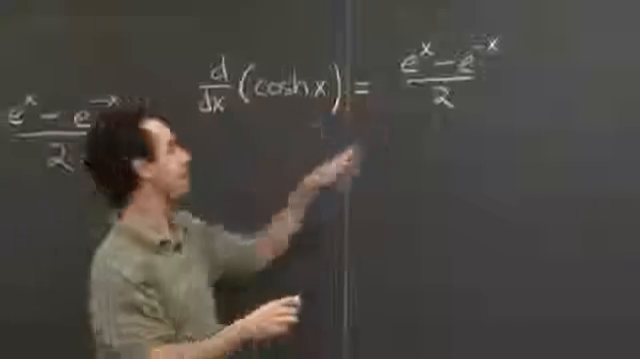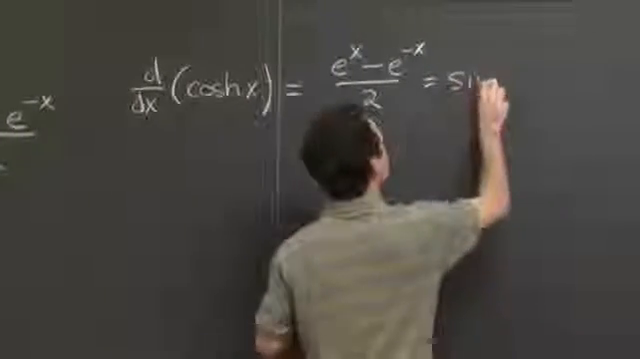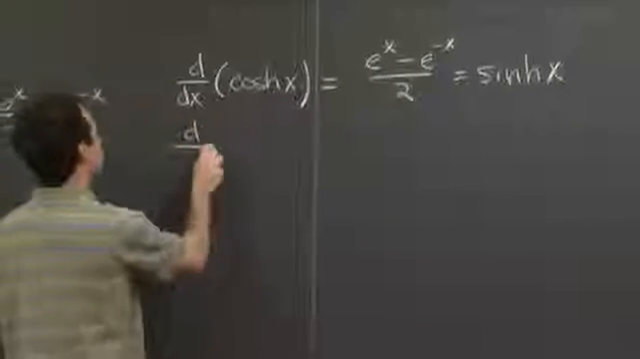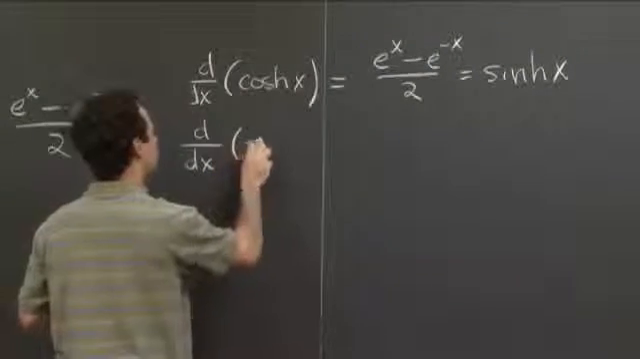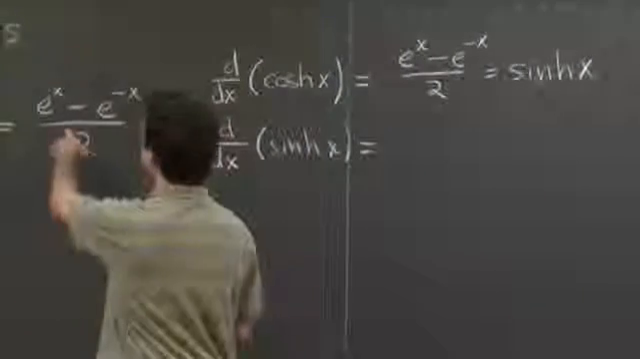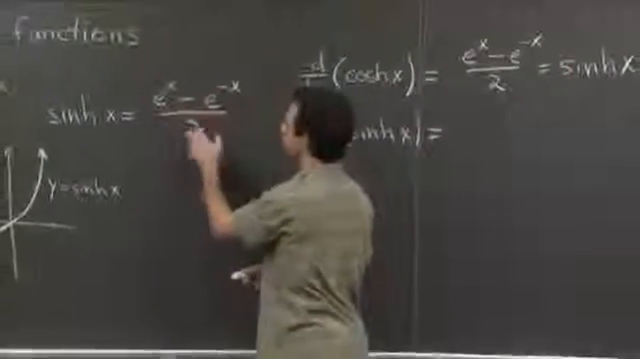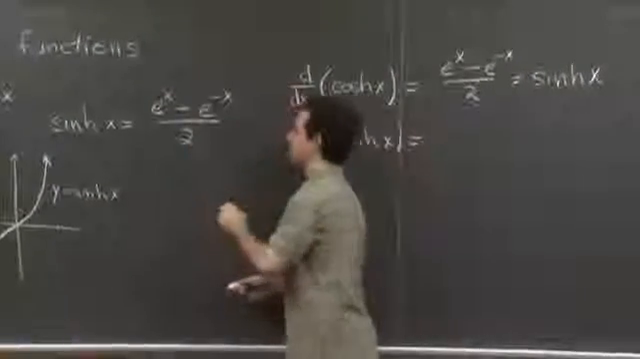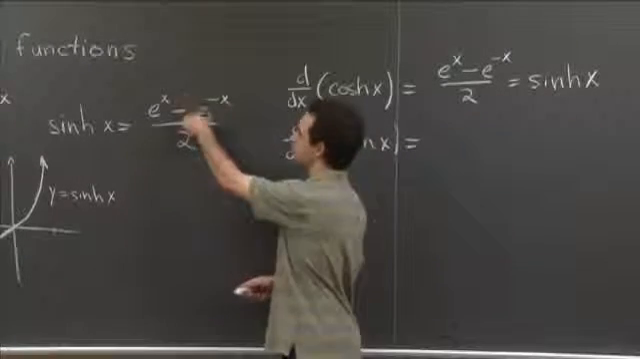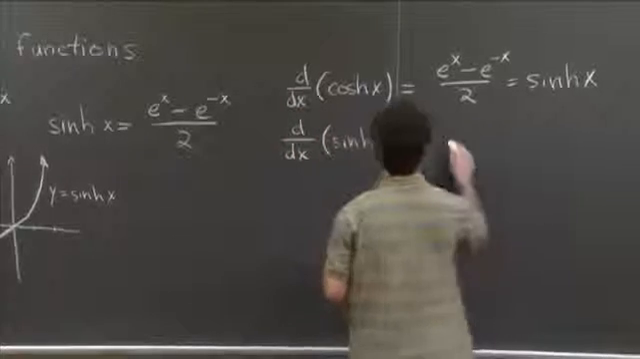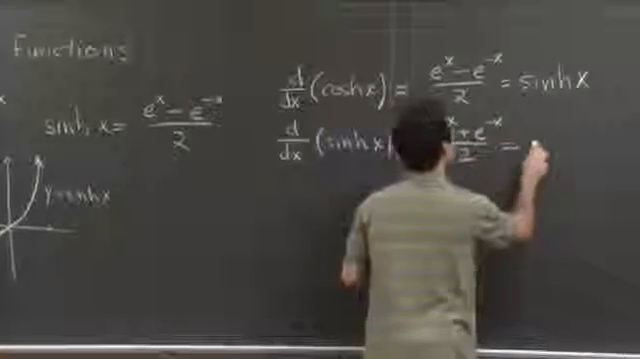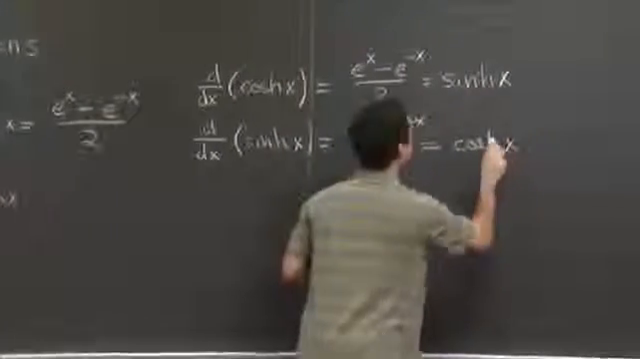But we have a name for this. This is actually just sinh x. So the derivative of cosh is sinh, and the derivative of sinh, well, you look at the same thing. Take this formula, take its derivative. Well, e to the x, you get e to the x. E to the minus x, you get minus e to the minus x. So those two minus signs cancel out and become a plus. So this is e to the x plus e to the minus x over 2, which is cosh x.